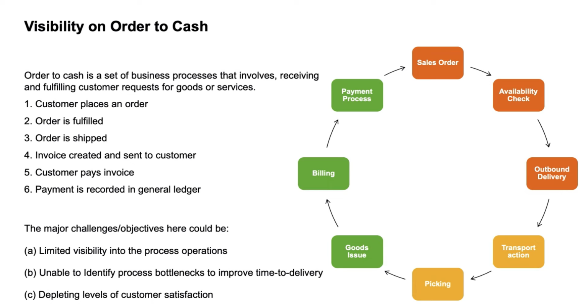True optimization of order to cash cycle requires end-to-end view of the entire process, but there could be challenges due to limited visibility into business operations, unable to identify process bottlenecks to improve time to delivery, and thus leading to depleting levels of customer satisfaction and so on. Let's now understand how these challenges are addressed with the process workspace capability by diving straight into the demo.